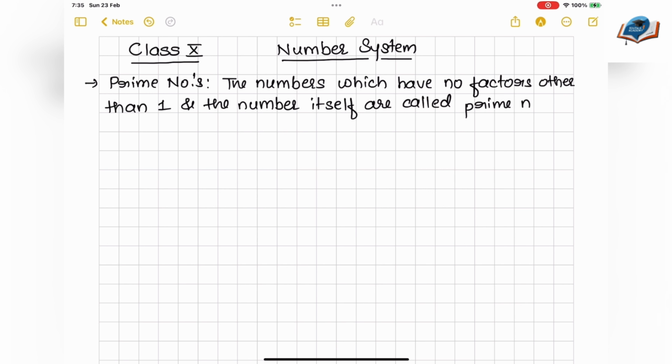Then one more word we will be using. That means, say if I want to say prime numbers, I will say the numbers whose factors are only 1 and the number itself. That means if I take 5, the factors of 5 are 1 and 5. So it is a prime number. Now another name we will be using is composite number.